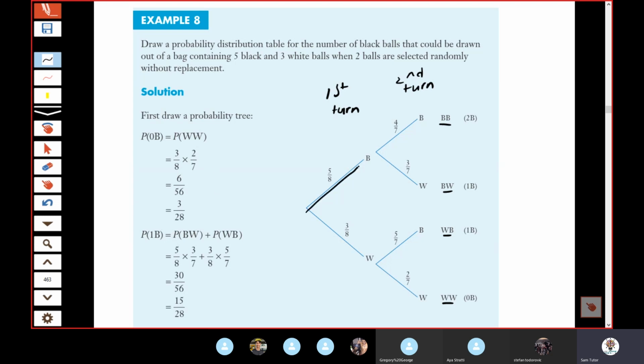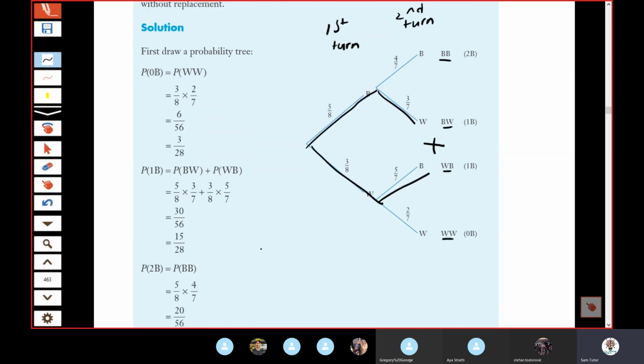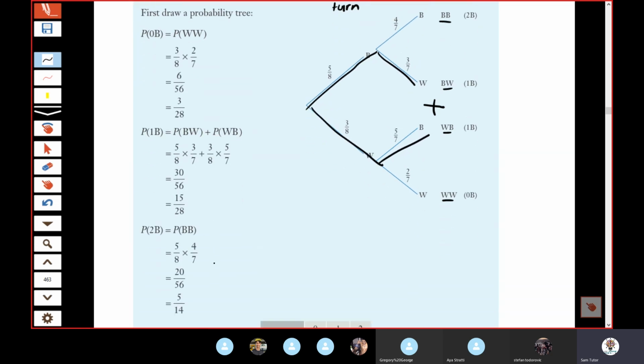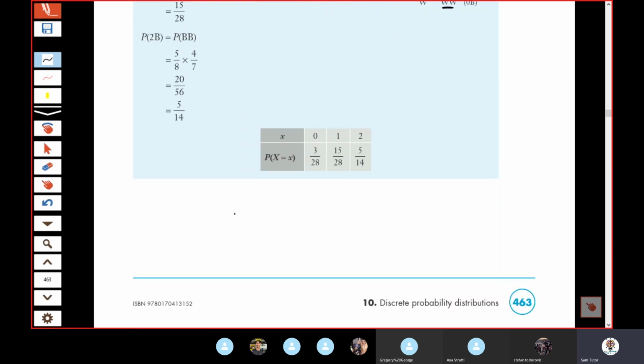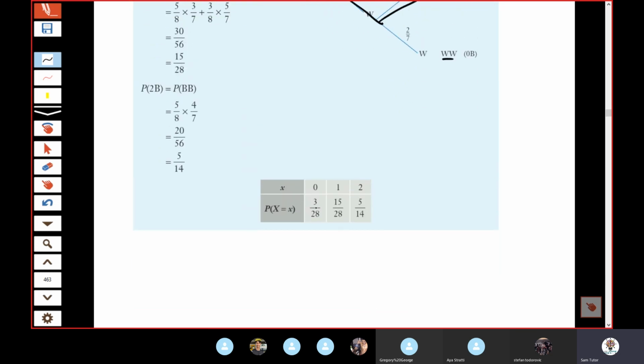1 black would be this and this. So multiply, multiply, and then add your two answers together. And then, of course, 2 blacks. And done. And then that's your probability distribution table.